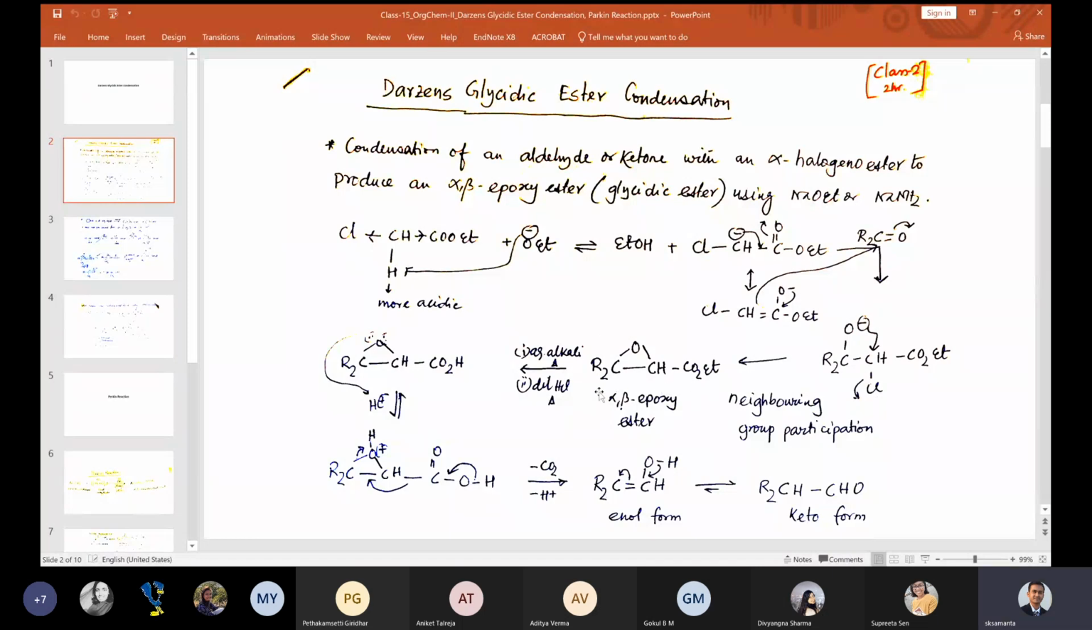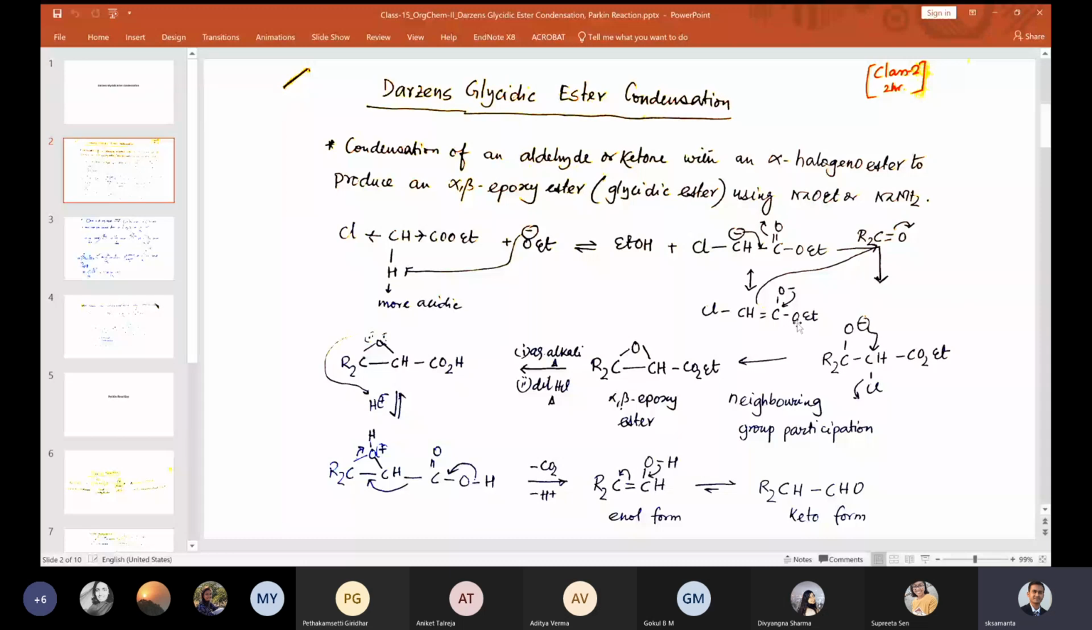Now this glycidic ester, if we treat with aqueous alkali, the ester group will be first hydrolyzed, and then if we treat with acid and heat treatment, then this epoxy oxygen will be protonated, followed by a decarboxylation. Then you will get a compound where this aldehyde group is connected to this keto group. Got it? Okay, so now we will see some of the problems.